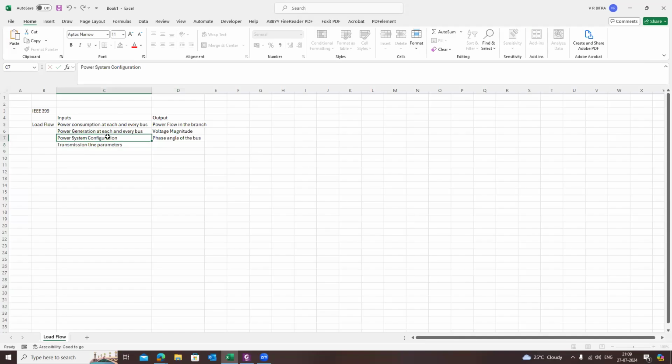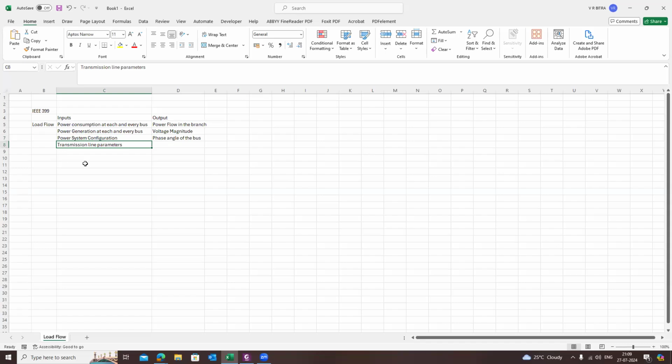So equipment configuration will come under the power system configuration. That's why I'm not mentioning it as a separate thing. But in addition to this, the transmission line parameters are not mentioned. So it has to be known, correct? Only configuration does not really make any sense. You need to know the equipment parameters like the transformer impedance. You need to know the transmission line impedance, everything.